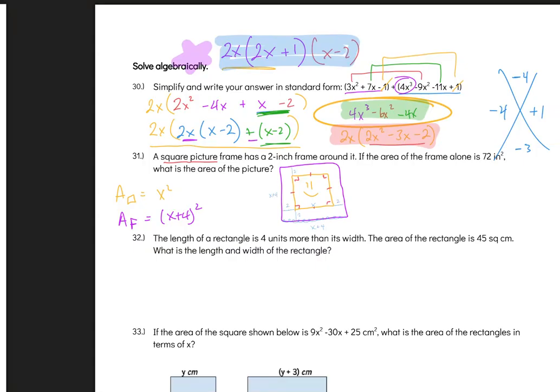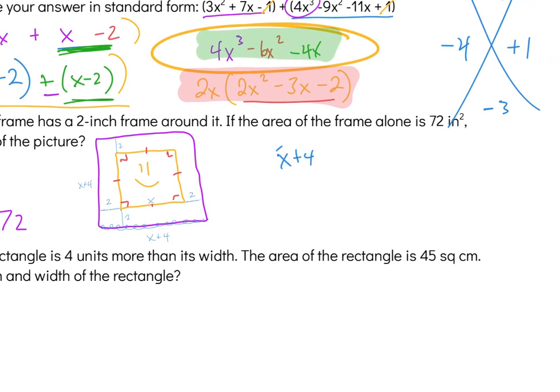Well, it says if the area of the frame is 72, what's the area of the picture? Well, how we're going to do that is we're going to focus on doing this. So what I mean is I'm going to take that x plus 4 squared and it equals 72, right? So what I'm going to do is expand this. I'm going to do the a squared plus 2ab plus b squared. So it's going to look like this. X squared plus 8x plus 16 is really 72, right?